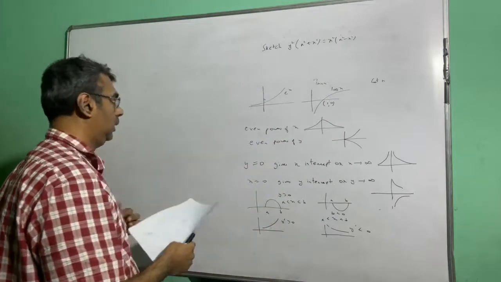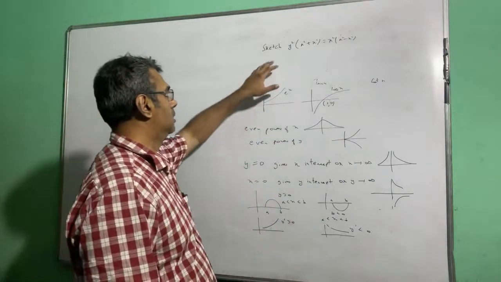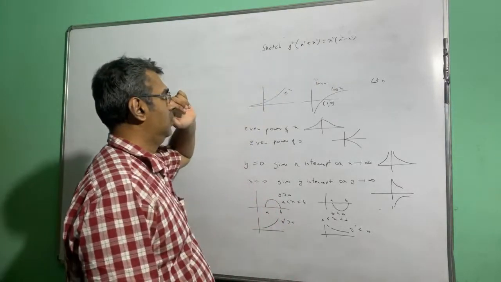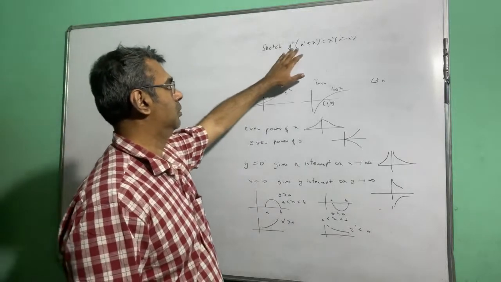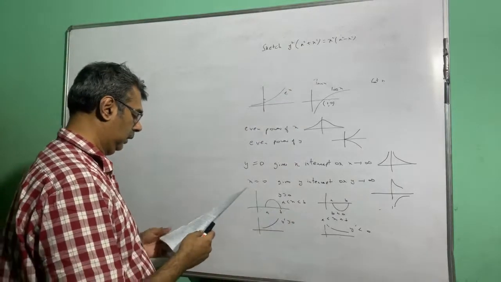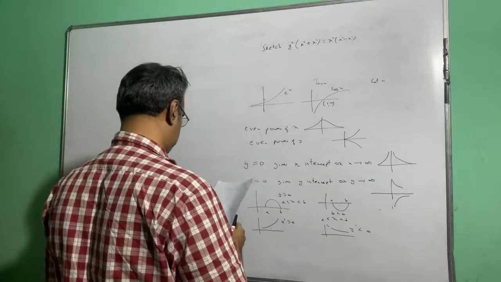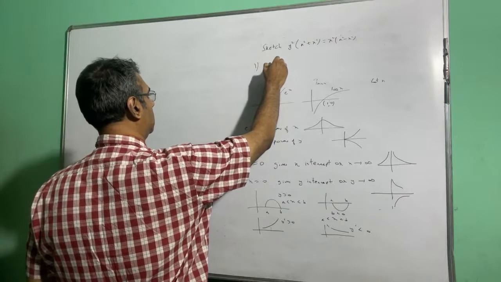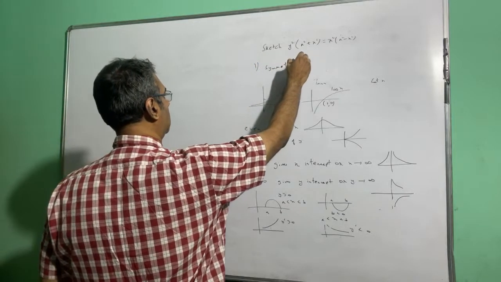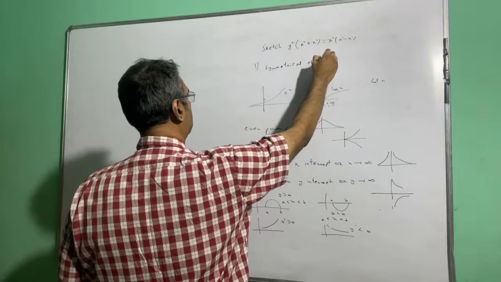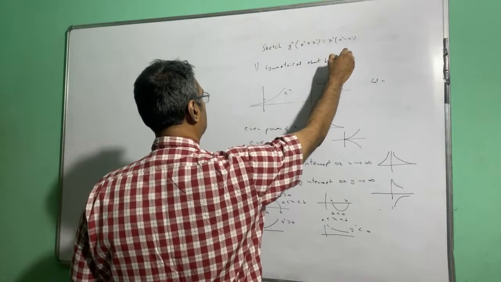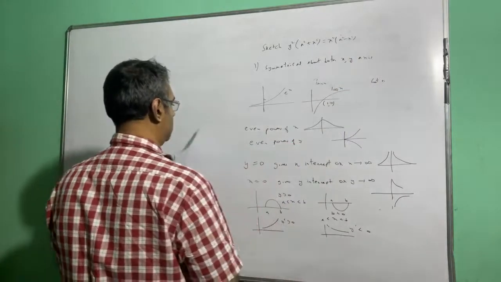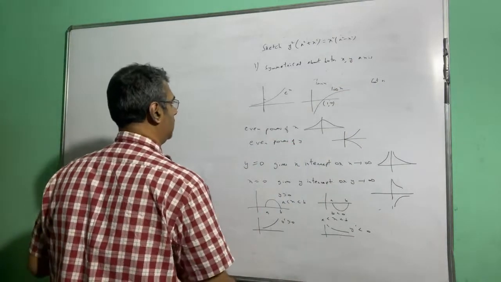Okay, now suppose you have to sketch the graph y square into a square plus x square is equal to x square into a square minus x square. So suppose you are asked to sketch this graph. The first point is that it is symmetrical about both x and y axis.